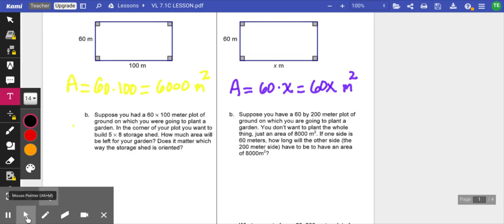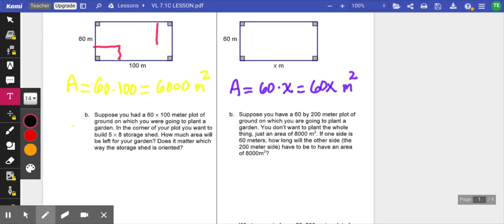Okay, so here we're going to draw in our little shed. It's going to be my shed over here. I can draw it longwise, or I could put it over here. It wouldn't matter where I put it, just in a corner. And it is 5 by 8. So my shed is going to take away 40 meters squared of the area.